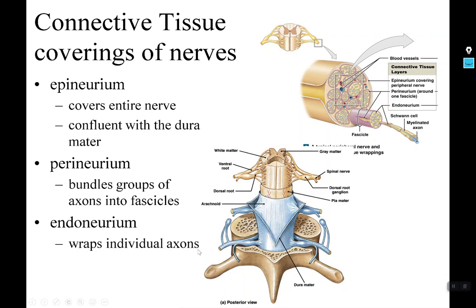So I'll go over this more in one of the short videos, but if you're wondering, why do we even need an endoneurium by the time we get down to peri, it's pretty well protected. And the answer to that is electrical isolation.